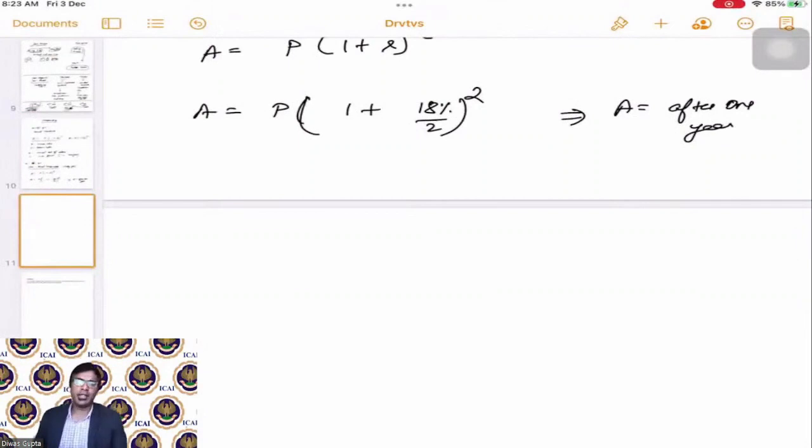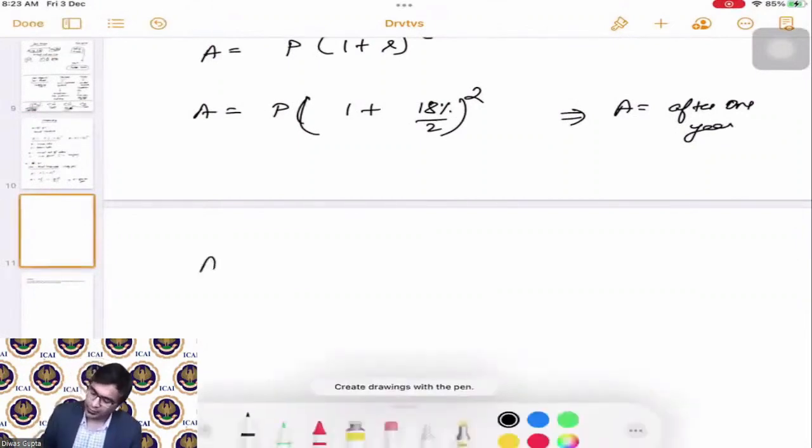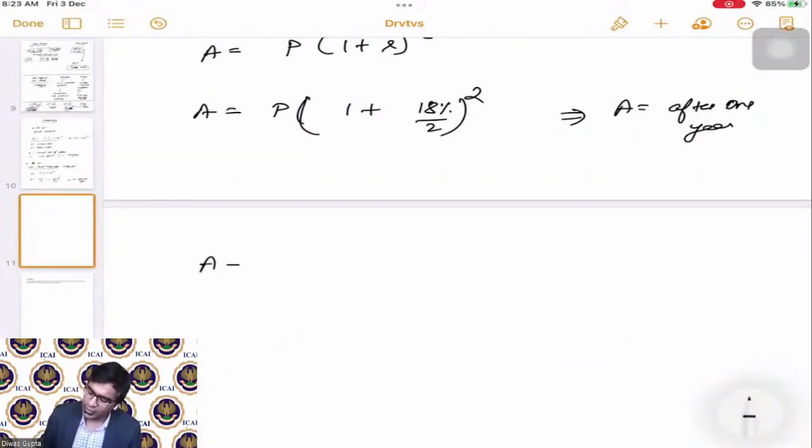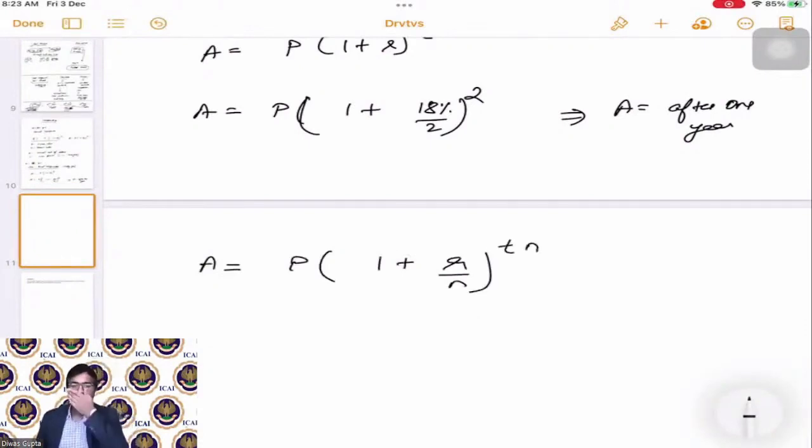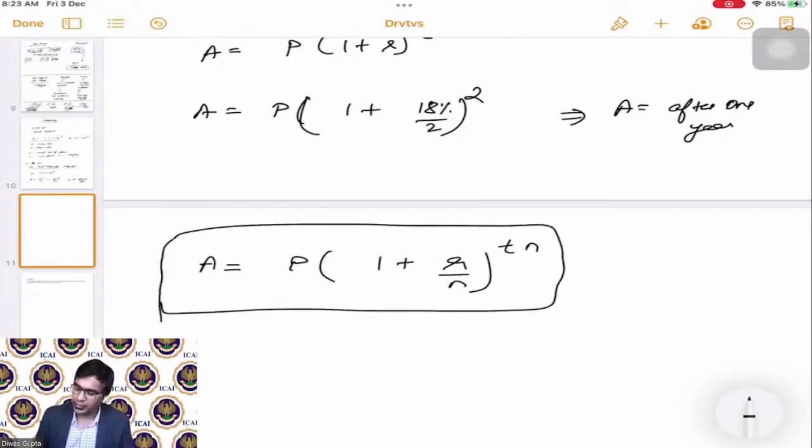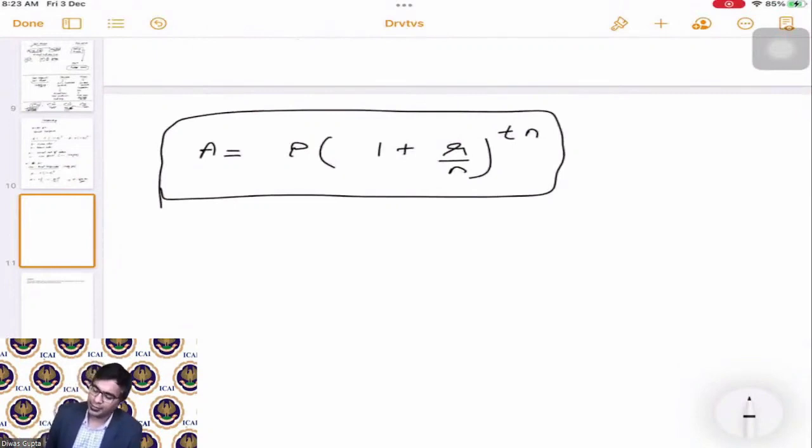This A will be after 1 year. Now, if I can rewrite this formula into some technical formula, it will say A is equal to P (1 + R/N)^(T × N). This is the formula that we have to remember. Now, in this, let us specify the things.